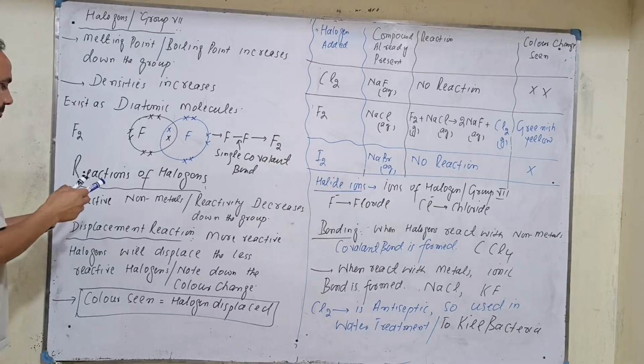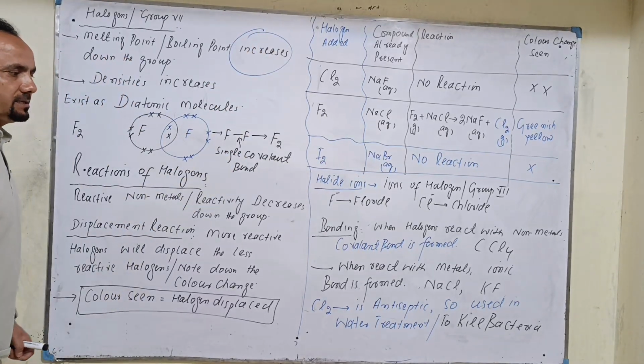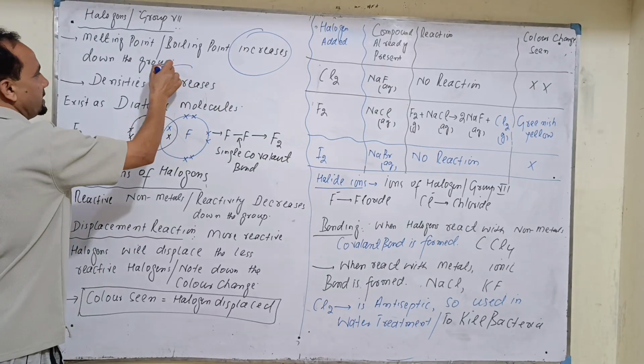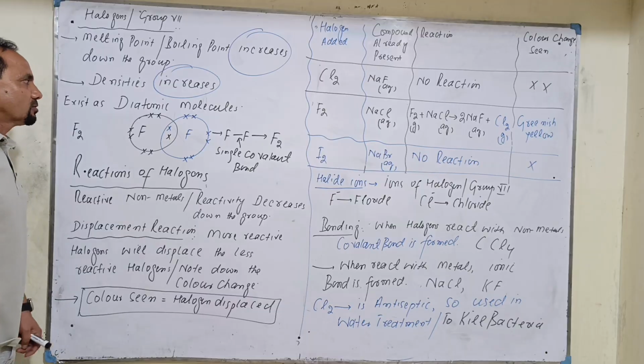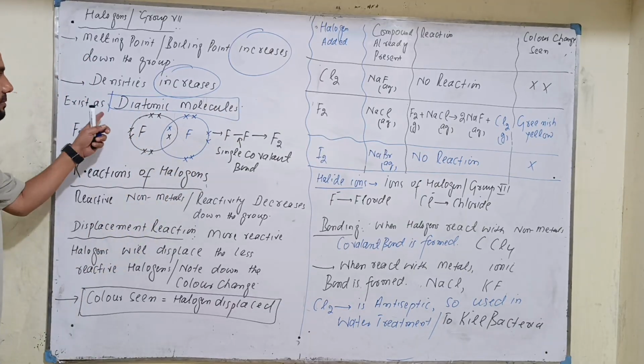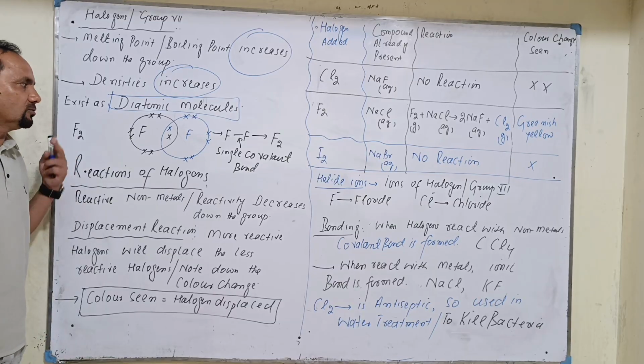Their melting and boiling points increase down the group. We have discussed that intermolecular forces also increase down the group. So their densities also increase down the group. They exist as diatomic. Diatomic means consisting of two atoms, like F2, Cl2, Br2, I2.